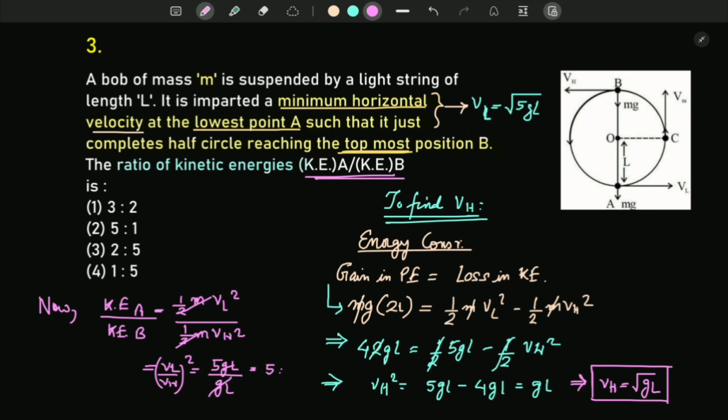So 5:1 is our final answer. Option 2, I can see 5:1. The ratio of kinetic energy is A times B. We need to see this carefully. So option 2 is the final answer to this question.